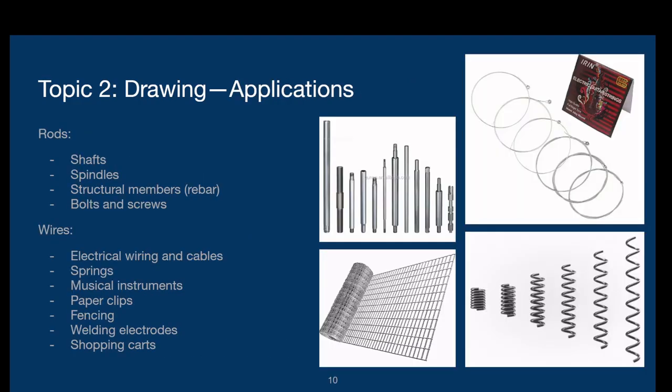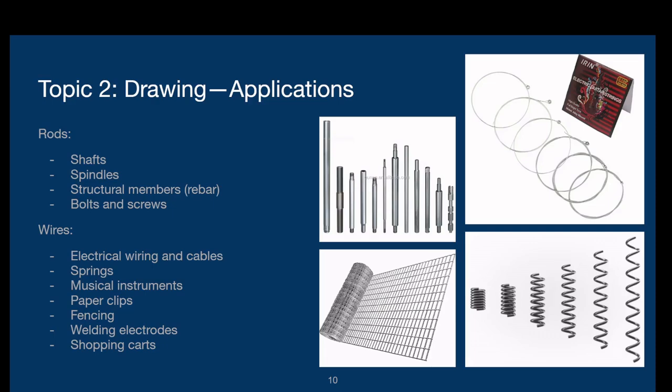So drawing has extensive applications. Rods produced in the drawing process are commonly used for shafts, spindles, and structural members, and also in the raw material used for making fasteners such as bolts or screws. The applications span so many industries that we could just say that we rely on them for almost all the machines and structures that we build and use every day.